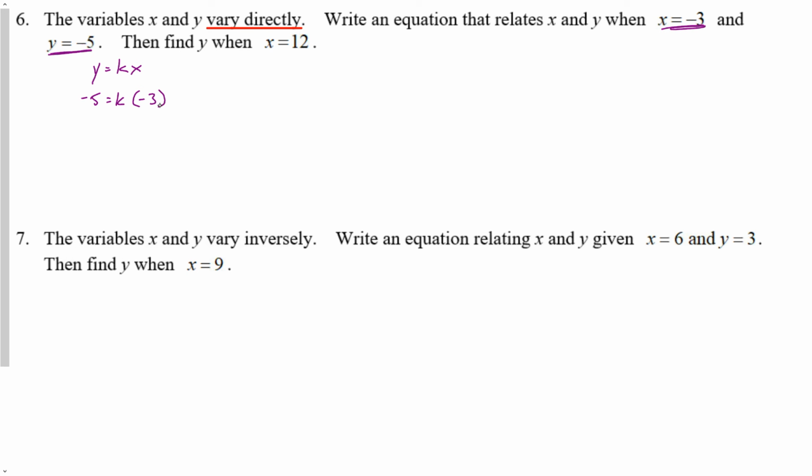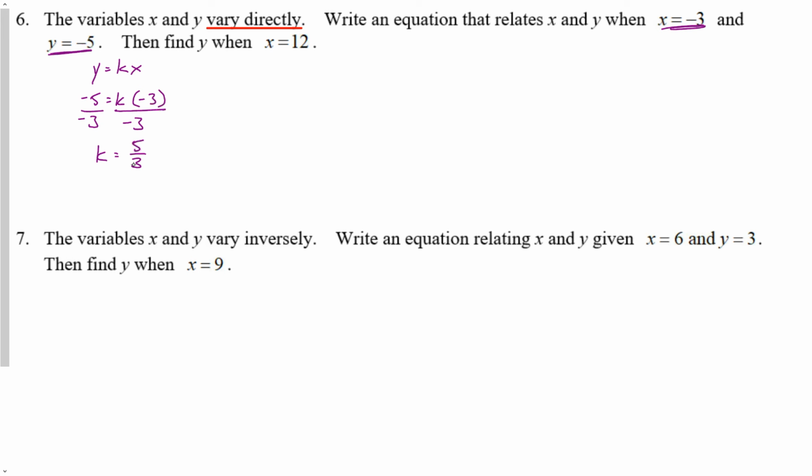And then we just have to finish solving for k. We need that constant of variation to be able to write the equation that this particular problem deals with. So in order to solve for k, since these are being multiplied, we would divide by that negative 3. So then k would equal positive 5/3, since a negative divided by a negative is always a positive.